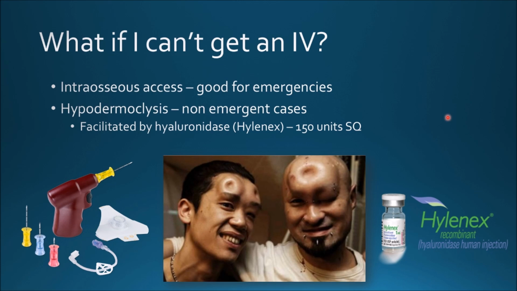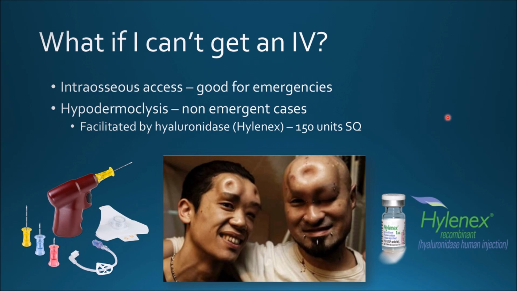What if I did not have access to an IO? Maybe I wanted to use something non-emergently, right? I want to give them some fluids, but I don't really need to get it in that fast. Well, that's where you have this process called hypodermoclysis. And in fact, anyone with animals who's taken their animals to the vet to get fluids, this is the same thing, right? How do you give fluids to a dog? Subcutaneously, right? So you do the same thing for people as well.